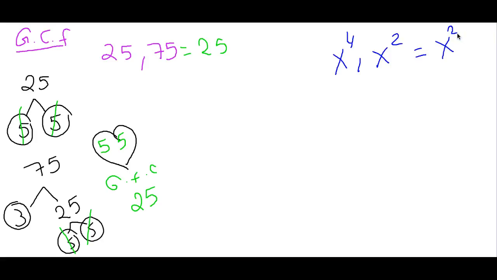Okay, what about z squared and z? Well, z squared has a power of 2. This z has a power of 1. So the greatest common factor is z.